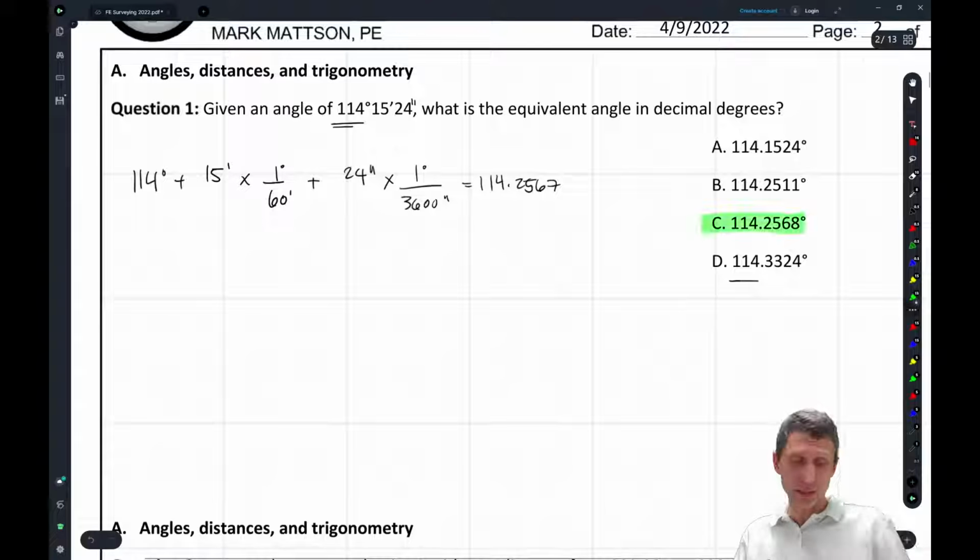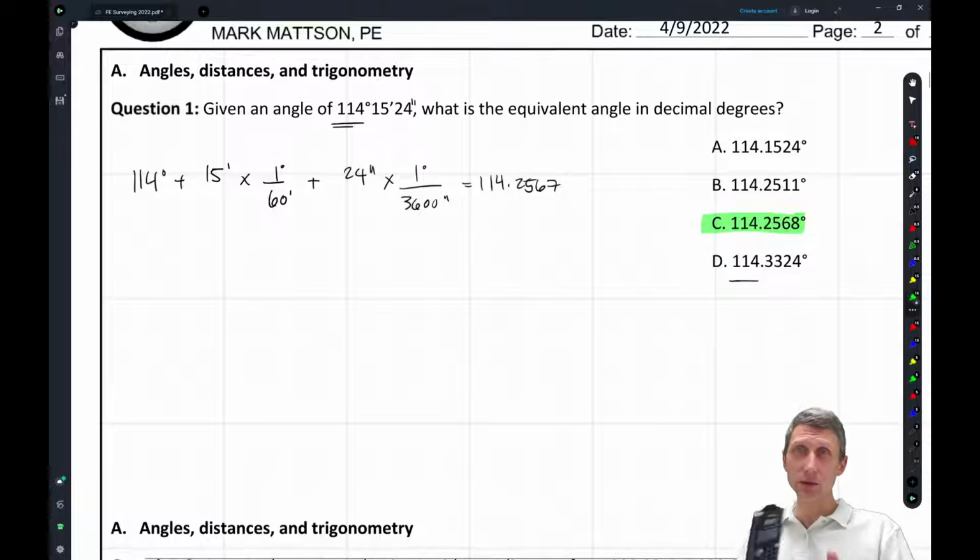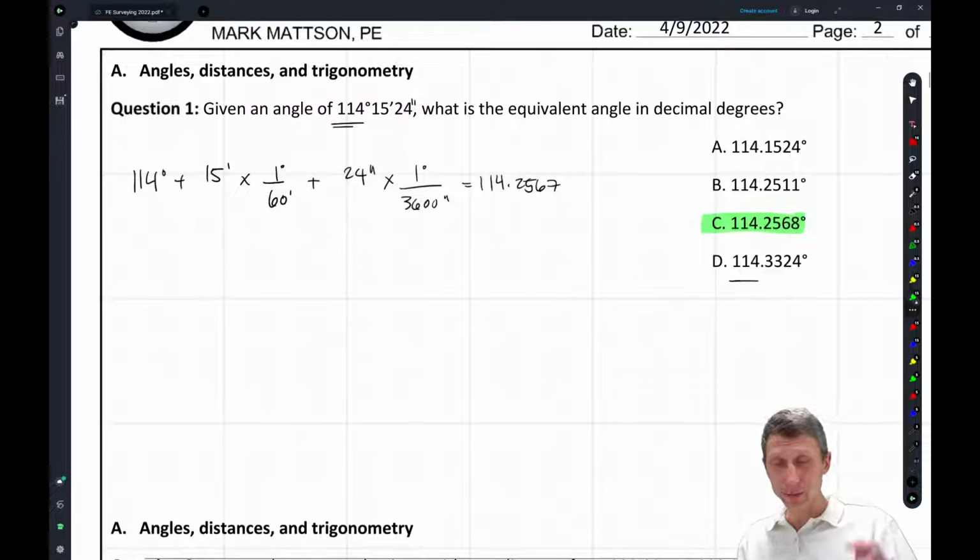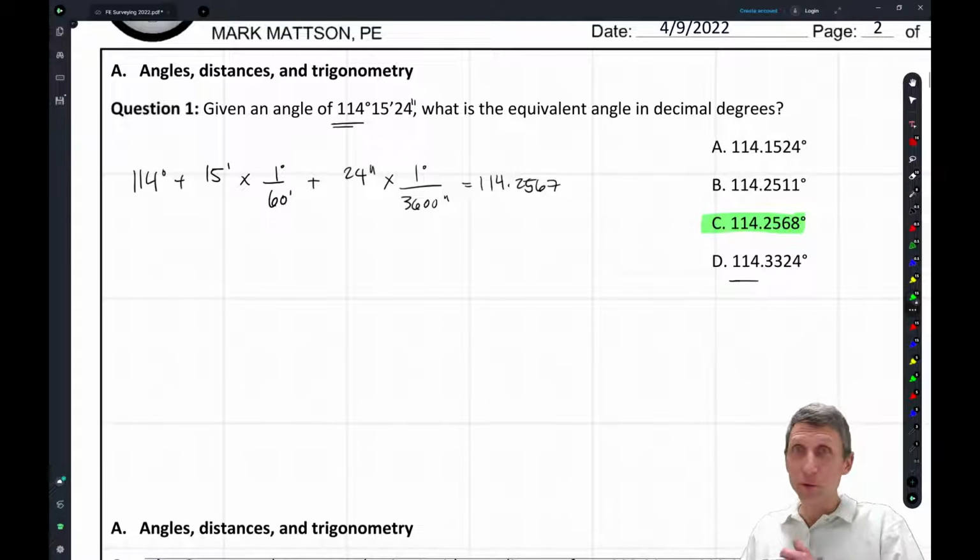But let's look. Let me just put it in the calculator and see what happens. I do 114, and then if you press the math button, go over to degrees, minutes, seconds, you can add the degree symbol. Then 15, again math, degrees, minutes, seconds, minutes, and 24, math, degrees, minutes, seconds, all the way down to seconds. You hit enter and you get the same thing, 114.2567. I should know how to round, but this is the answer that we're going to go with. Hopefully that makes a little bit of sense, and let's just keep going.